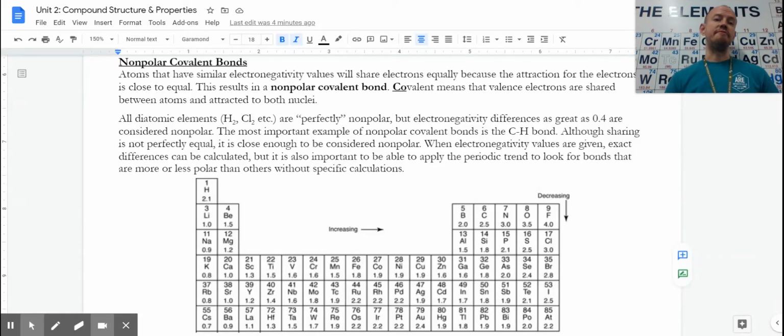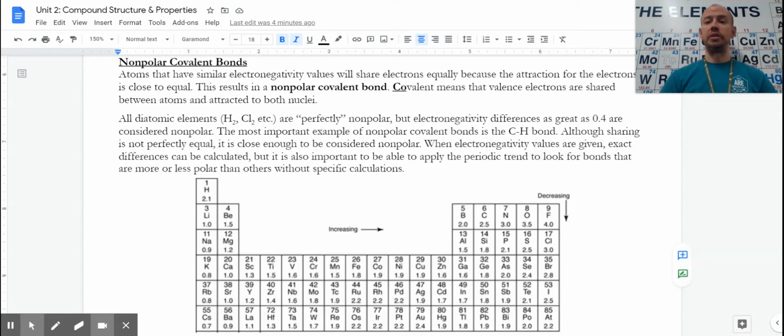When two atoms have very similar attractions for electrons, there's not a big enough difference that one can pull electrons more towards itself than towards the other atom. That results in them sharing, so it's a covalent bond. Co meaning share, valent, we are sharing only those valence electrons. When that happens and the sharing is totally equal, we call it nonpolar.